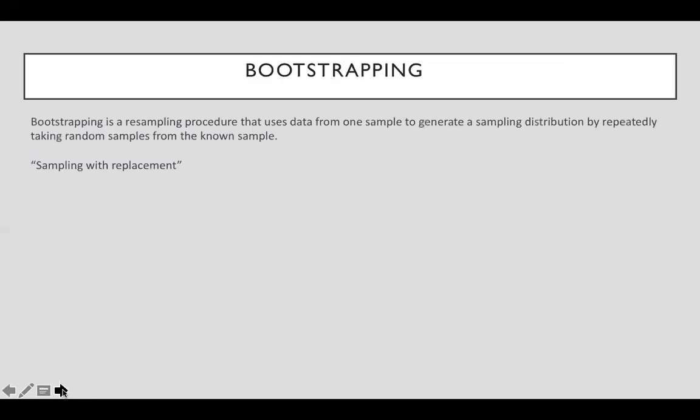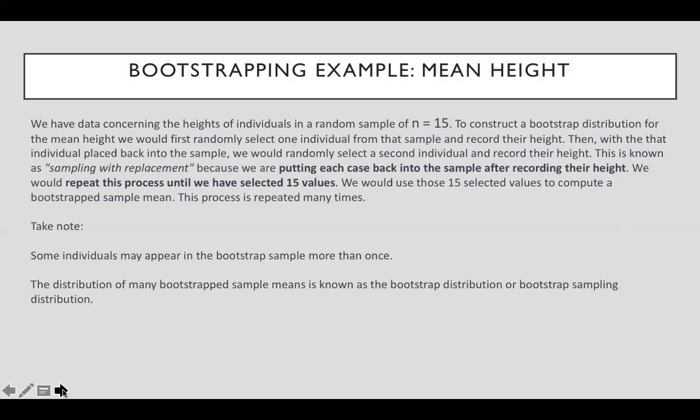All right, so bootstrapping. Bootstrapping is a resampling procedure that uses data from one sample in order to generate a sampling distribution by repeatedly taking random samples from the sample. It's also known as sampling with replacement because each sample has a chance of getting selected again. I think the best way to go over bootstrapping is just to go through an example.